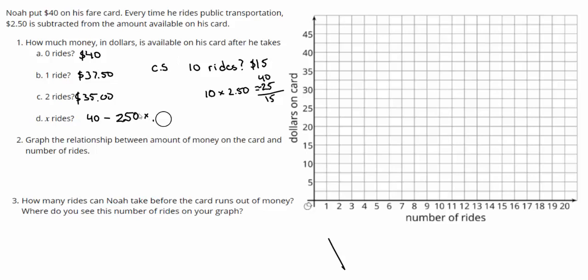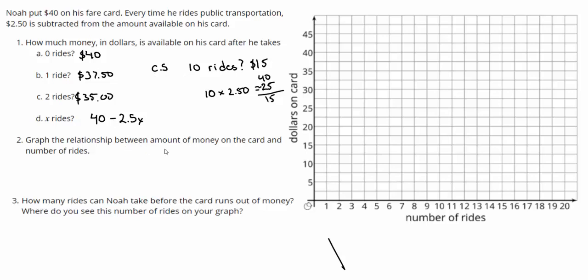I'm just going to rewrite that, and I'm going to say 40 minus 2.5x, because 2.5 can represent $2.50. So if he takes 10 rides, 2.5 times 10 is 25. 40 minus 25 is 15. Or if I have 0 rides, right? 2.5 times 0, 40 minus 0 gives us 40. So it matches up with what we have up here.